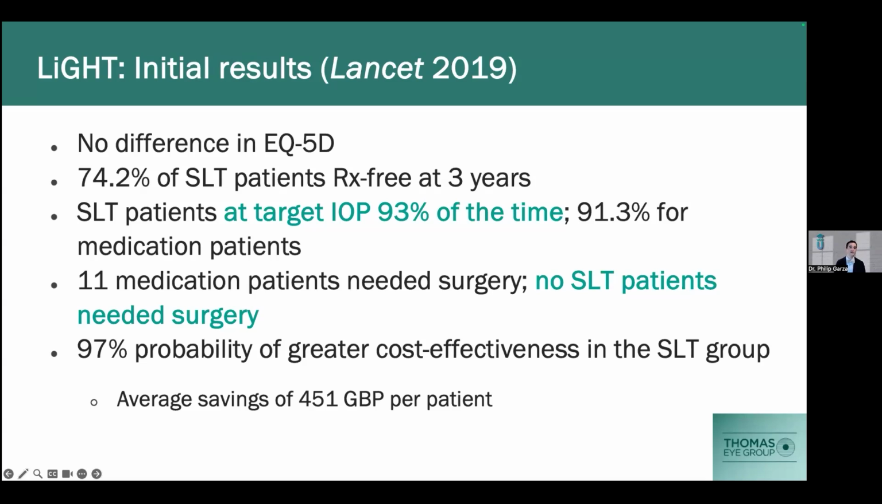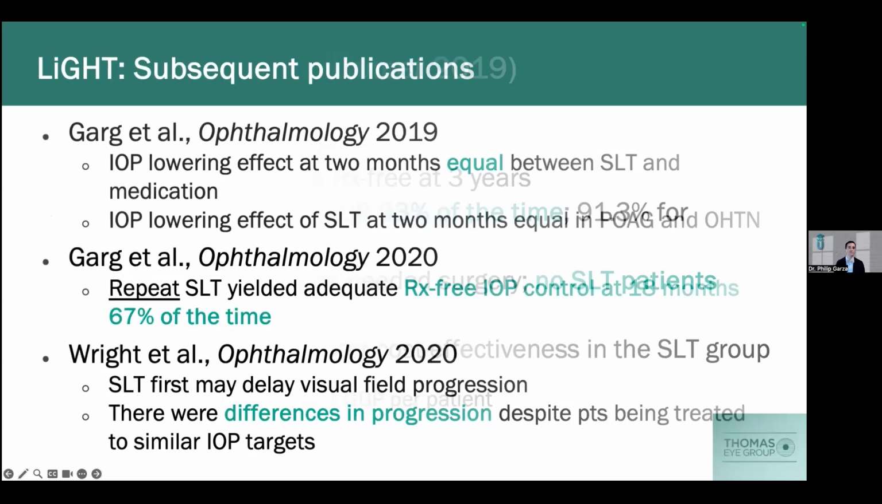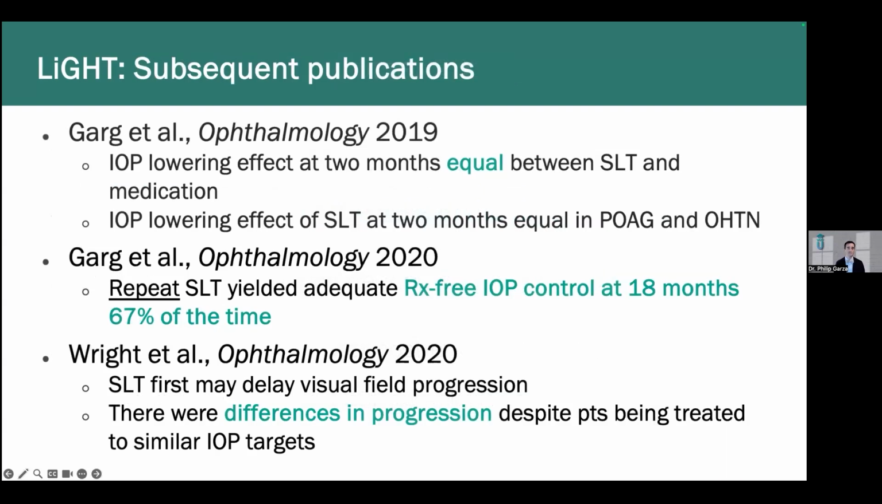That is for 3 years, which is a huge benefit. In addition, SLT patients were at their target pressure for a greater proportion of the time through the clinical trial. But the real first eyebrow-raising data that came out of the original publication of LIGHT is that 11 medication patients went on to need surgery, but none of the patients in the SLT arm needed surgery to control their disease, which was very surprising to us.